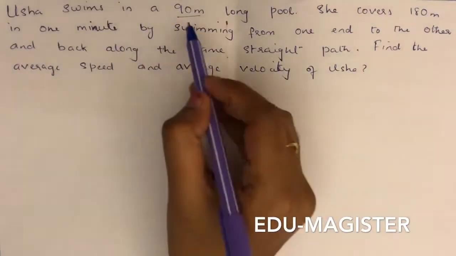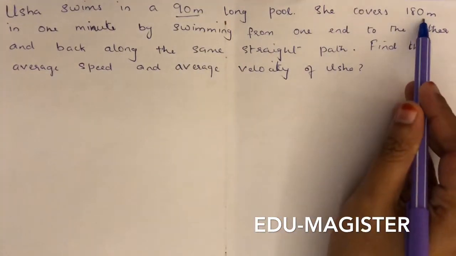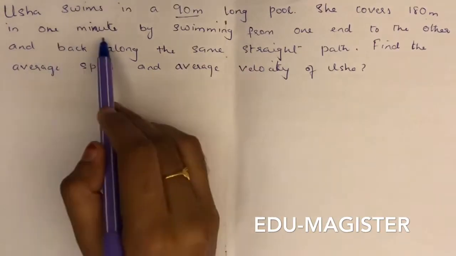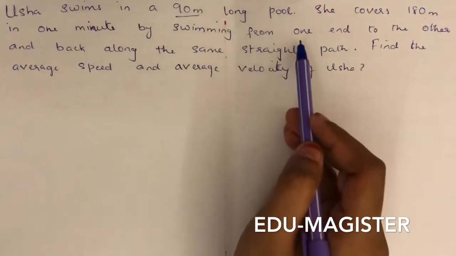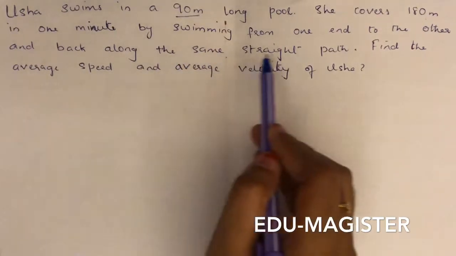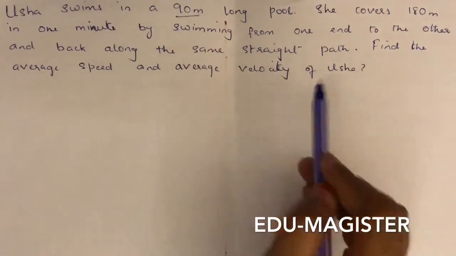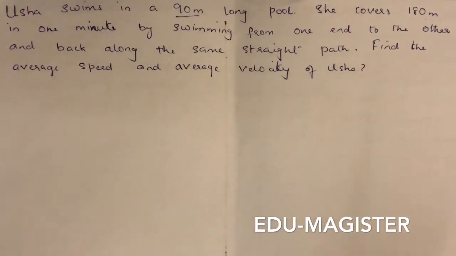Usha swims in a 90-meter long pool. She covers 180 meters in 1 minute by swimming from one end to the other and back along the same straight path. Find the average speed and average velocity of Usha.